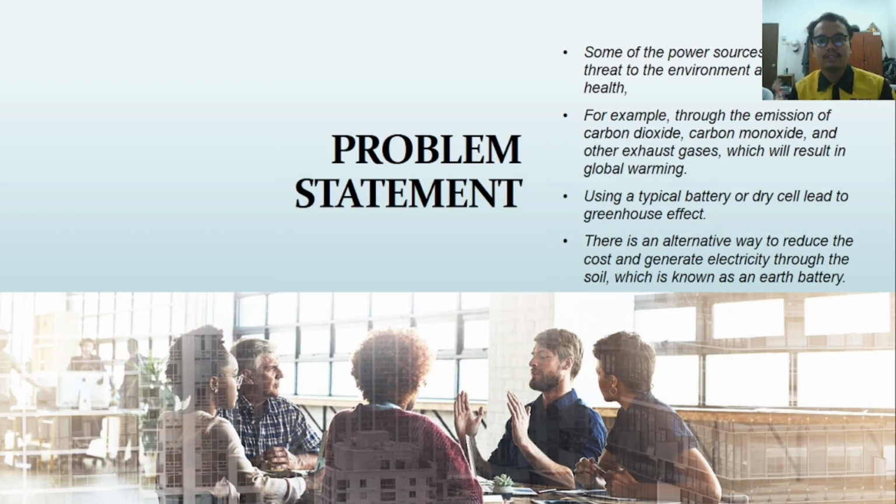Problem statements. Firstly, some of the power sources pose a threat to the environment and to human health, for example through the emission of carbon dioxide, carbon monoxide, and other exhaust gas, which will result in global warming. Besides, using a typical battery or dry cell leads to greenhouse effect. So, there is an alternative way to reduce the cost and generate electricity through the soil, which is known as an earth battery.